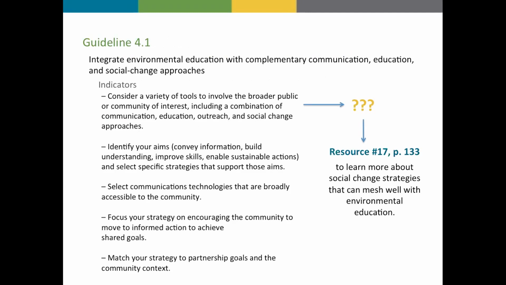change approaches. And so Melissa looks at this and she said, you know, that's really part of what I'm looking at. You know, there's a part that we can do as environmental educators, but there are also things that other people can do. The first indicator talks about a variety of tools to involve the broader public, and that includes a combination of communication, education, outreach, and social change approaches. So Melissa is interested in that, but she's really not sure what some of these other tools might be.